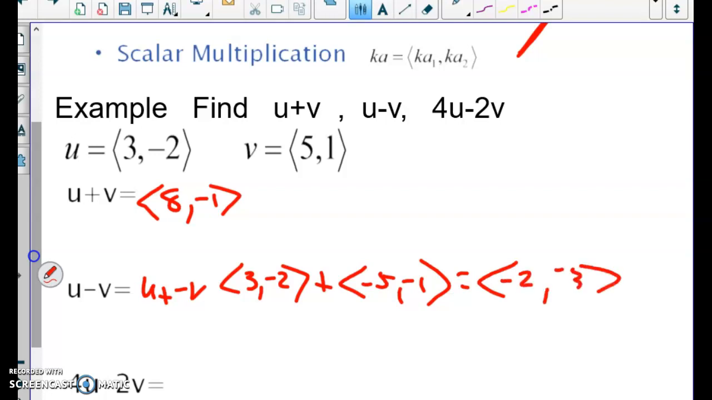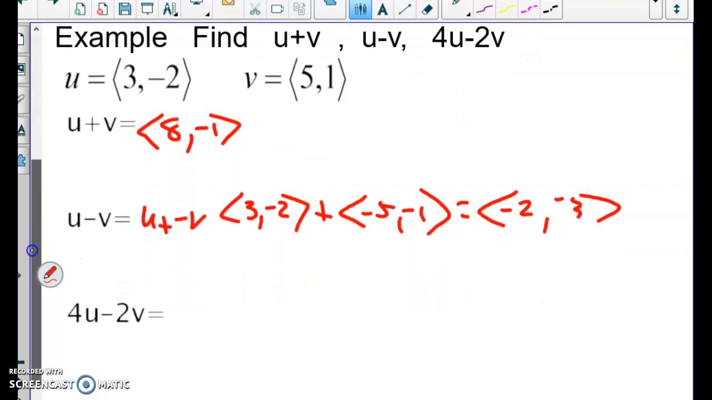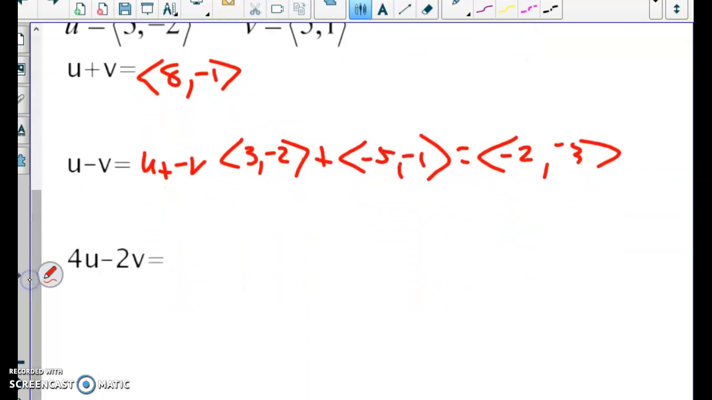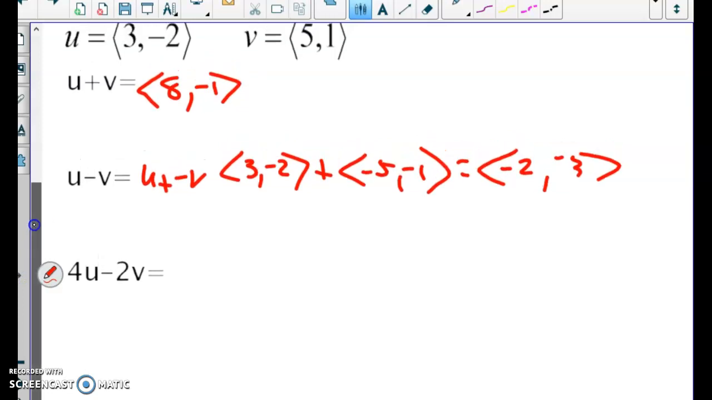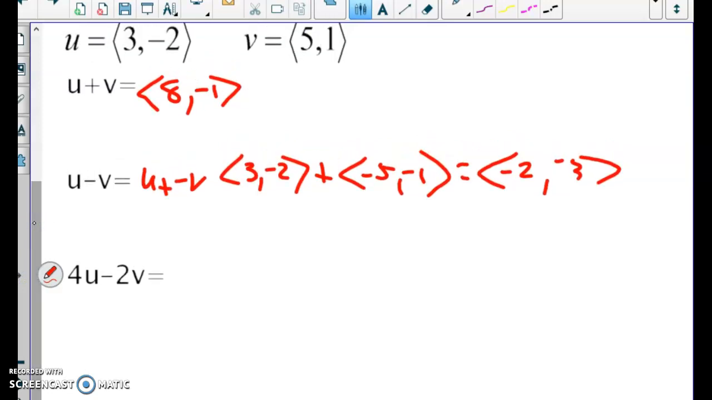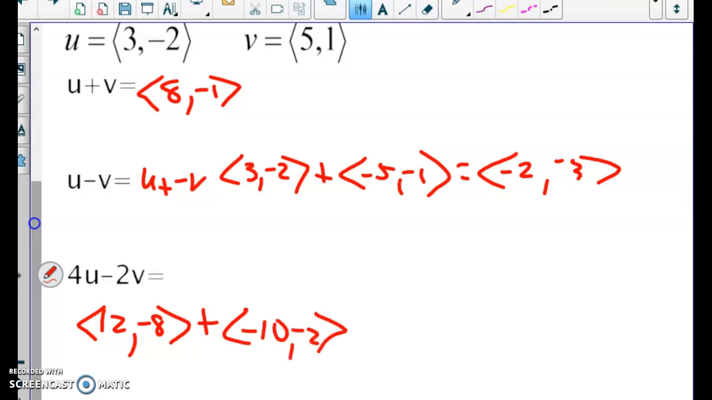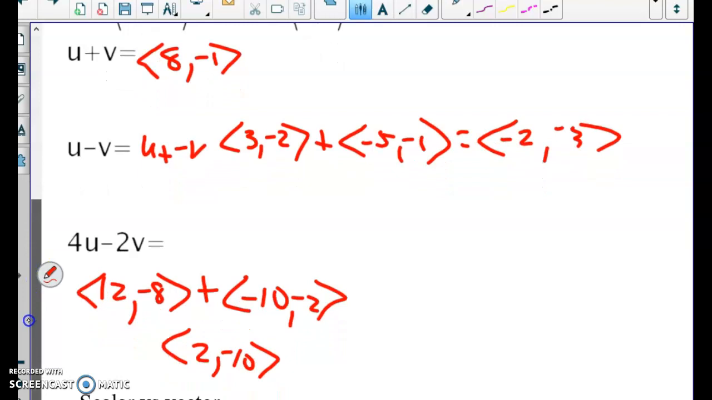And -3. And notice these numbers in front here, those are scalars. And so if I take 4 times u, I get 12, -8. And then I'm going to go plus, and I'm going to distribute that negative. So it's going to be a -10, -2. And then I add them together, I get a vector of 2, -10.